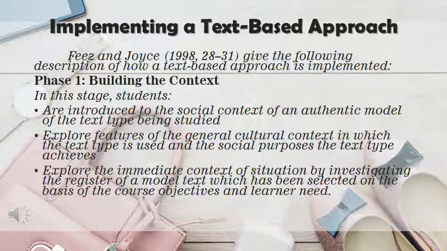Implementing a text-based approach. Feez and Joyce (1998) give the following description of how a text-based approach is implemented. Phase 1: Building the context. In this stage, students are introduced to the social context of an authentic model of the text type being studied. Explore the features of the general cultural context in which the text type is used and the social purposes the text type achieves. Then, explore the immediate context of situation by investigating the register of a model text which has been selected on the basis of the course objectives and learner needs.